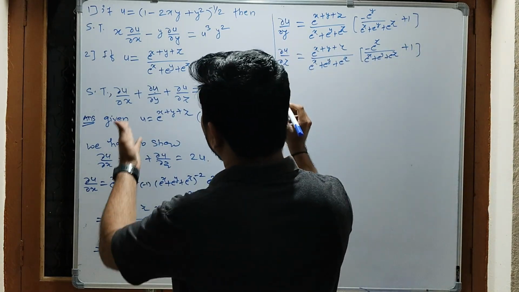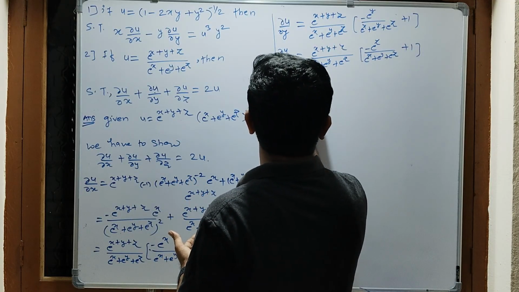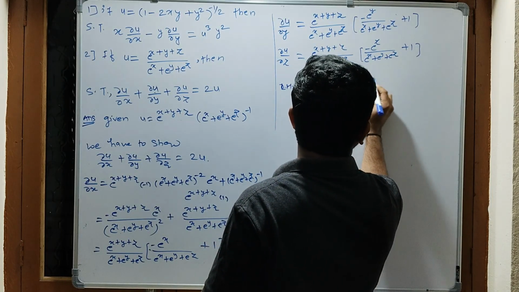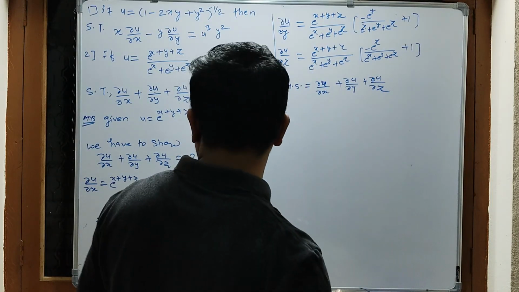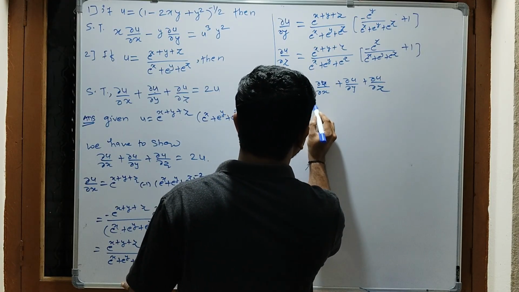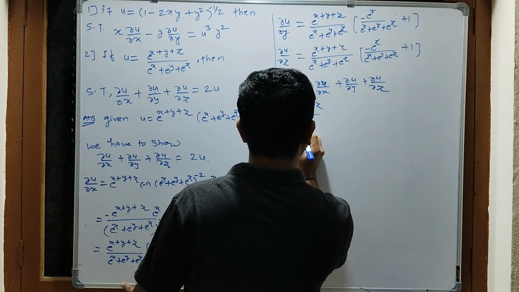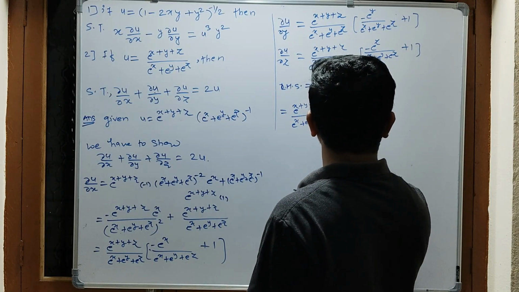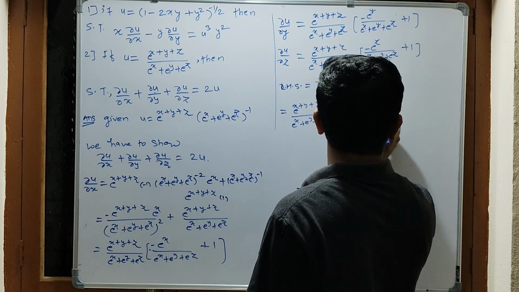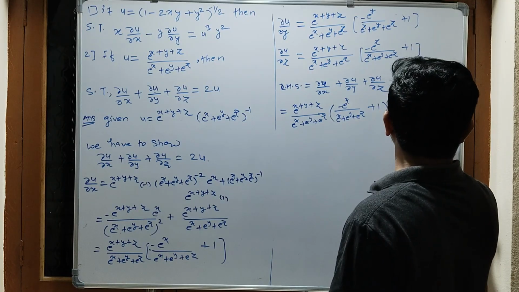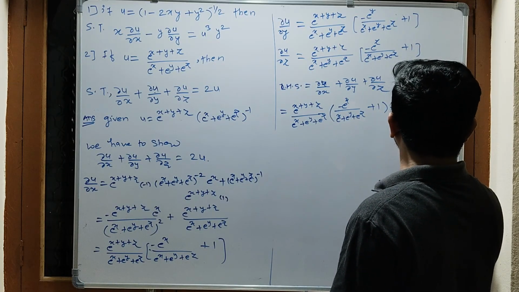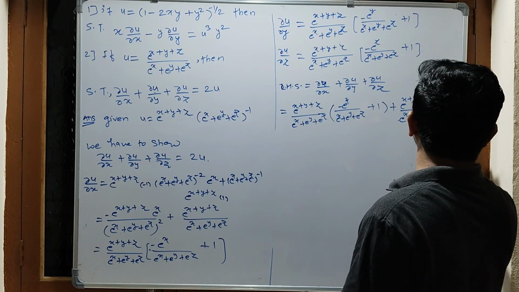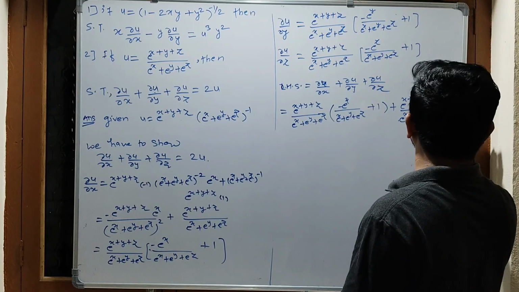Now I want to take the sum of all these. The left hand side is ∂u/∂x + ∂u/∂y + ∂u/∂z. Now ∂u/∂x is e^(x+y+z) divided by e^x + e^y + e^z, times minus e^x by e^x + e^y + e^z, plus 1, plus e^(x+y+z) divided by e^x + e^y + e^z, times minus e^y divided by e^x + e^y + e^z, plus 1.